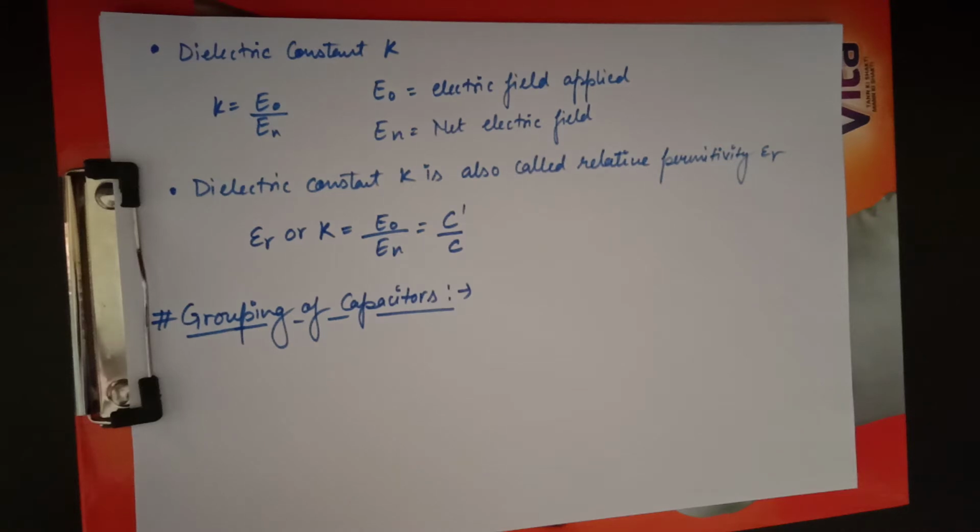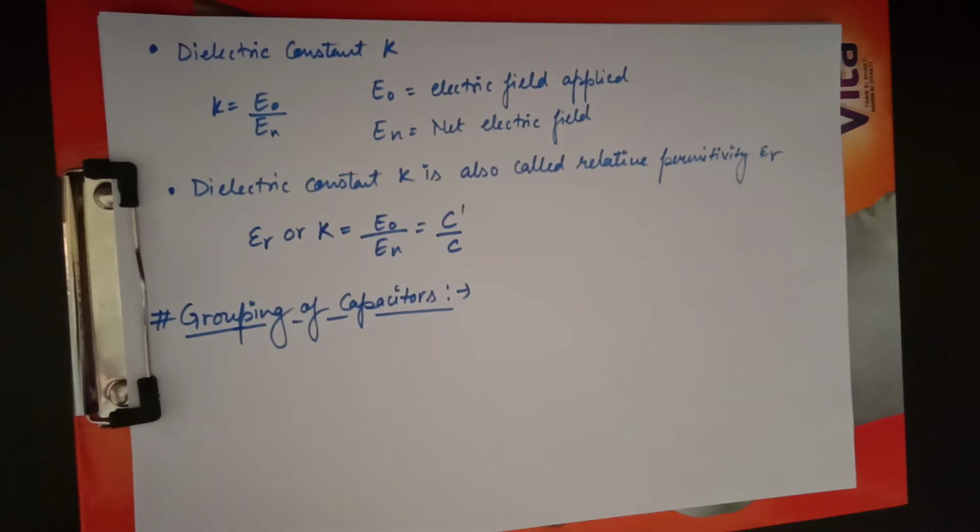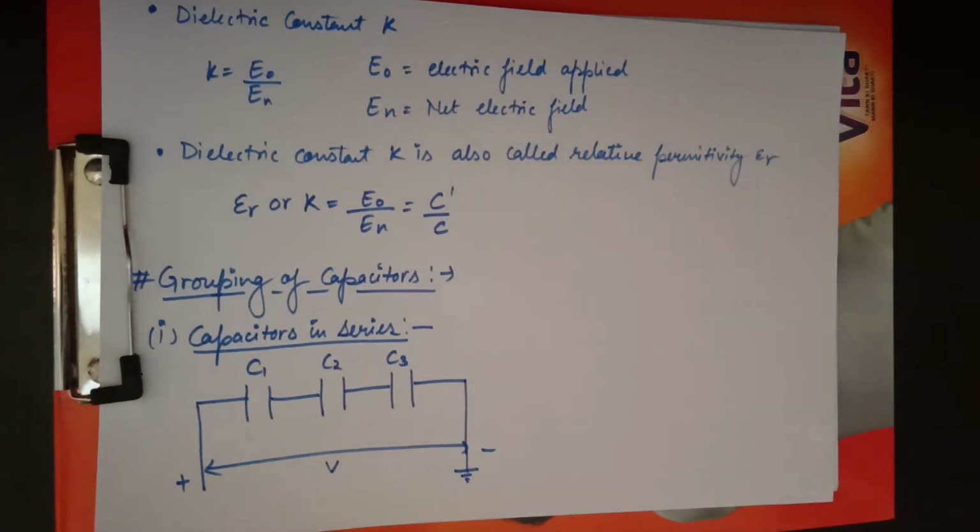The next topic of this chapter is grouping of capacitors. As we did in 9th and 10th class, the grouping of resistors to make a desired resistance, in a similar way, to obtain a desired capacitance, we group the capacitors. Similarly, as with resistors, there are two combinations: one is series grouping, or series combination, and the other is parallel combination. The first type we will study here is series combination, or capacitors in series.